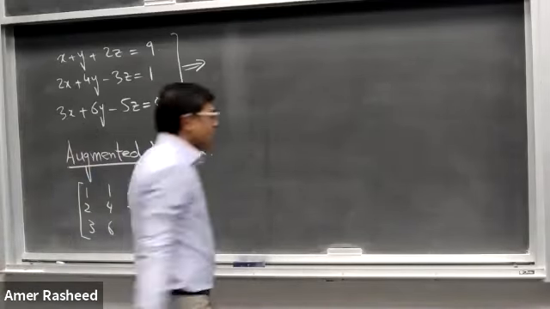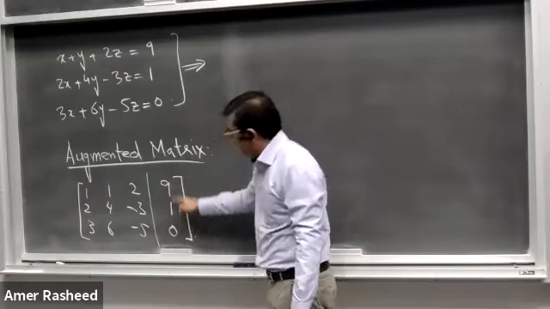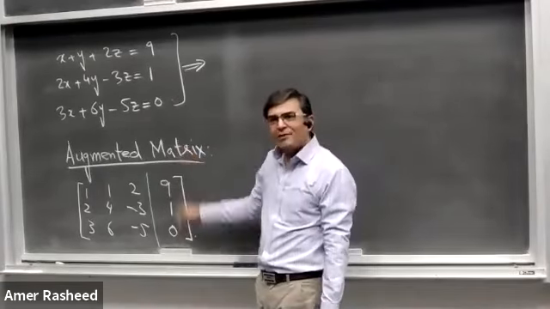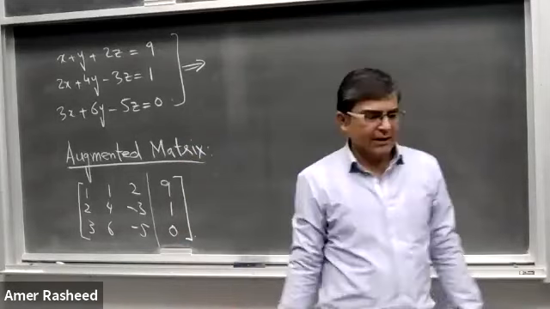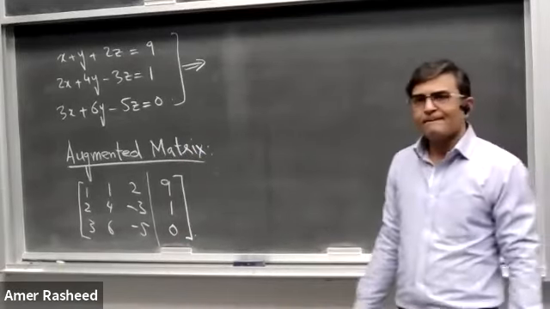How do we write it? Sir, we write the coefficient matrix here and the right-hand side vector also in the rightmost column of that matrix.